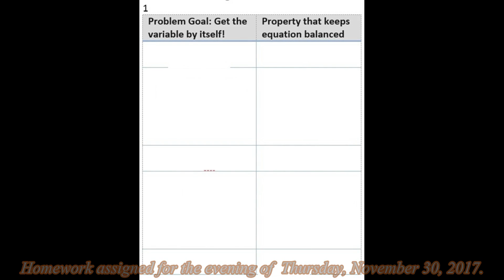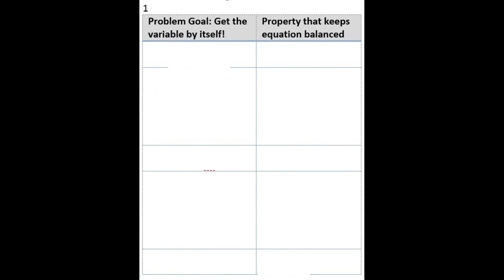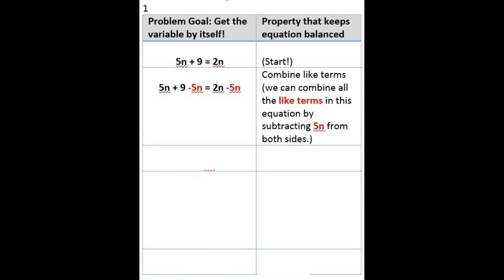All right, so this is problem number 1. This is for the evening of Thursday, November 30th. We're going to start with 5n plus 9 equals 2n. Now, these problems focus on combining like terms. So we have the 5n term here, and we can subtract 5n from both sides. And that's the subtraction property of equality. As long as we're subtracting the same amount from both sides, we have a balanced equation.